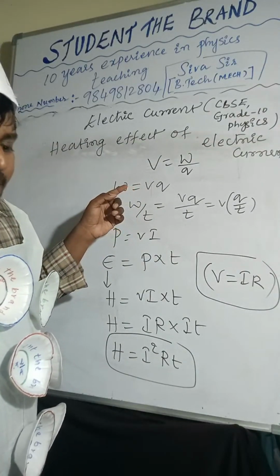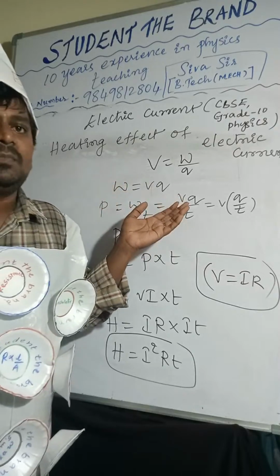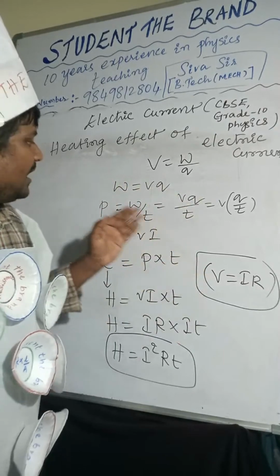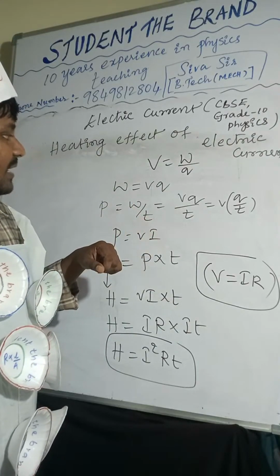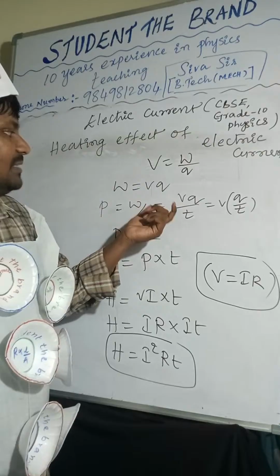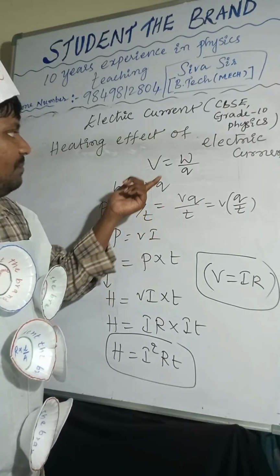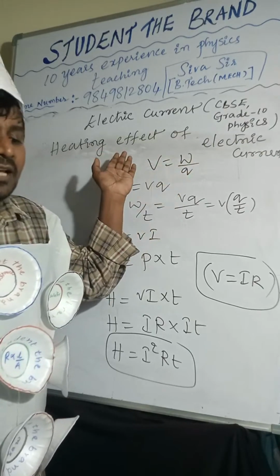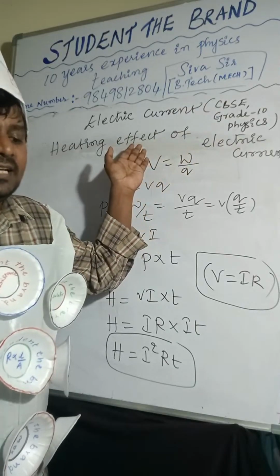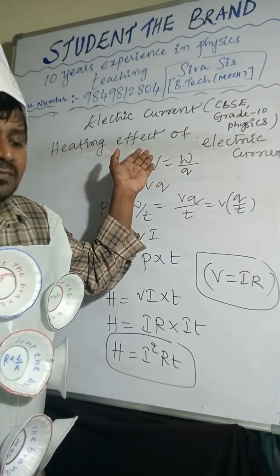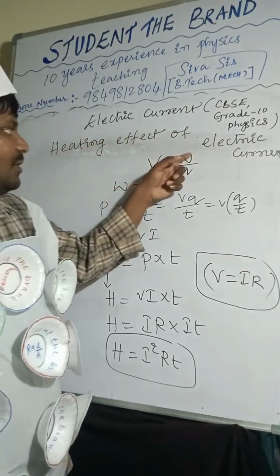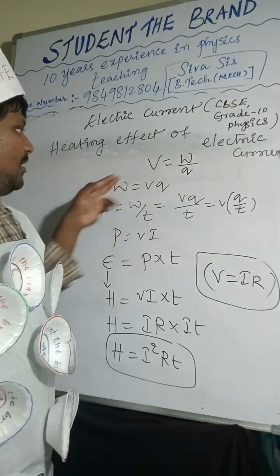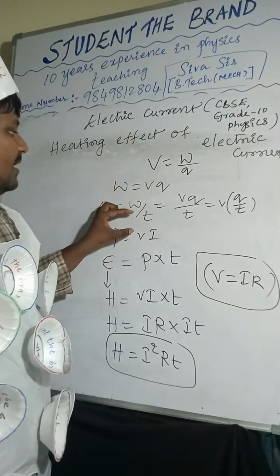Okay, so electrical power is the rate of doing work, the rate of work done. Here I am considering the potential difference from V equals W by Q. So W equals V Q, and P equals the rate of electrical work.